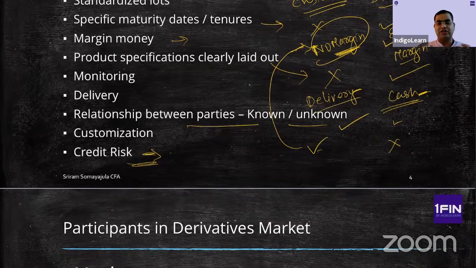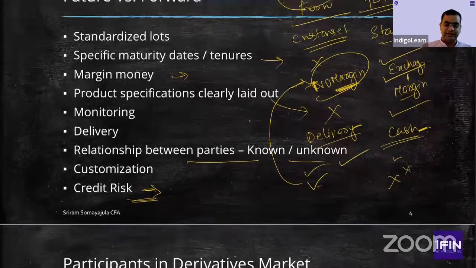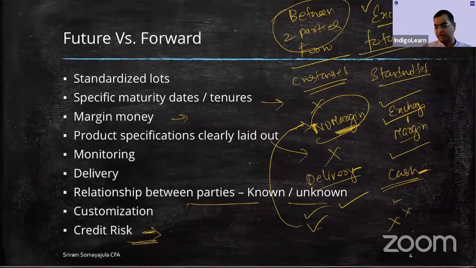Just like when we buy stocks, we don't know who the eventual seller is. You just place an order in the stock exchange, and the stock will be delivered. If your price is hit, your stock will come to you or go away from you. Same way, in the case of future contracts, the relationship between the parties is unknown. Then customization: I said forwards are fully customized, futures cannot be customized. So these are primarily the differences between a future contract and a forward contract.